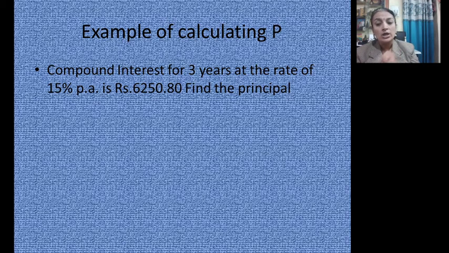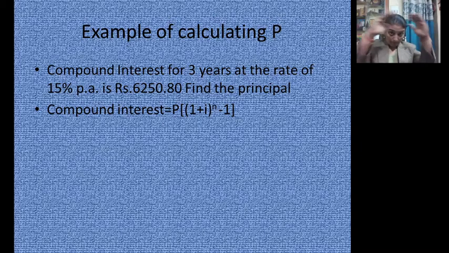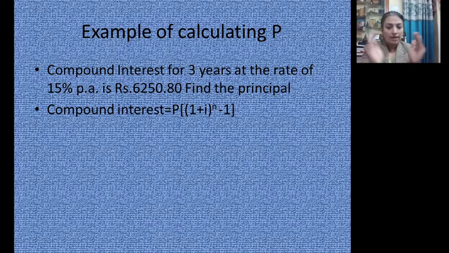So n is equal to 3 years. You know how to do it. Then r is also understood, that is r is equal to 15%. So I is equal to 0.15. But here the amount formula is not to be used. We have to calculate the P, but the formula to be used is a bit different. You have to note down this formula. Here P, again there are 2 brackets. One bracket, then within it another bracket, 1 plus I raised to the power of n, minus 1. So this is a new formula for you.